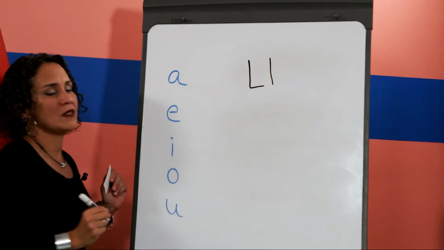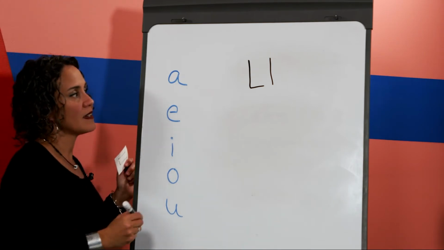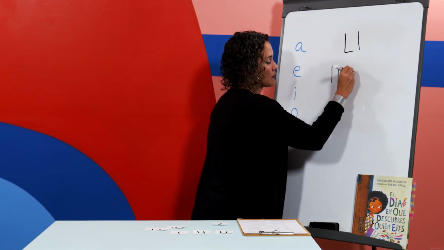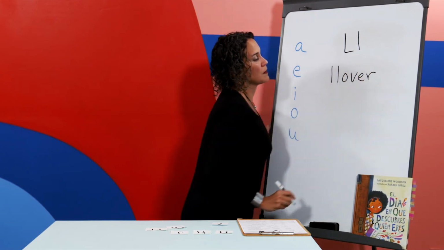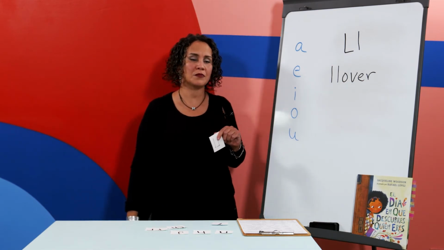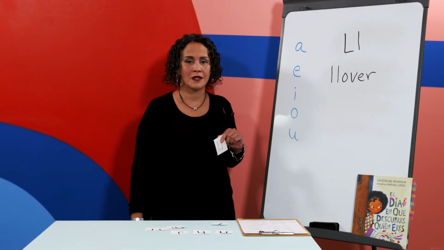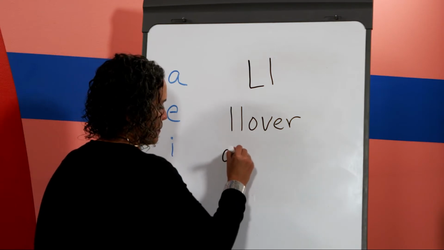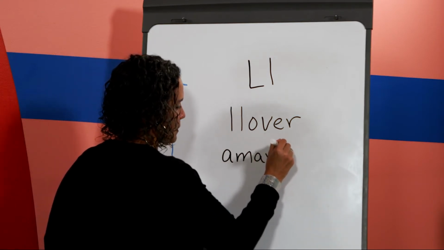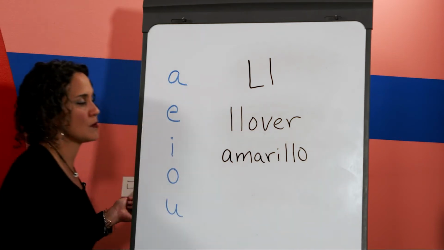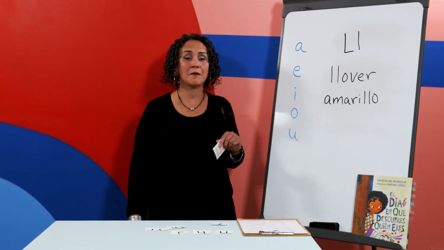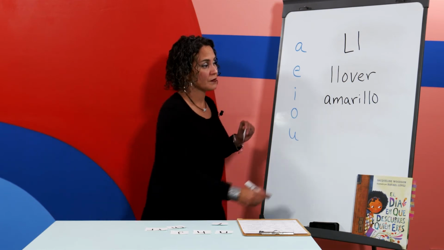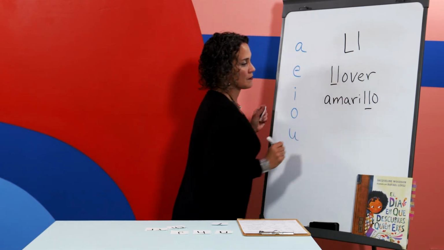This one used to be a letter, double L. It is now just a sound. Some words that start with that. Llover is to rain. Did you hear how I pronounce that? Llover. Not llover, llover. How about this one? I bet you know this one. It's a color, yellow. Amarillo. Okay? We don't say amarillo, it's amarillo. Right here. Perfect.